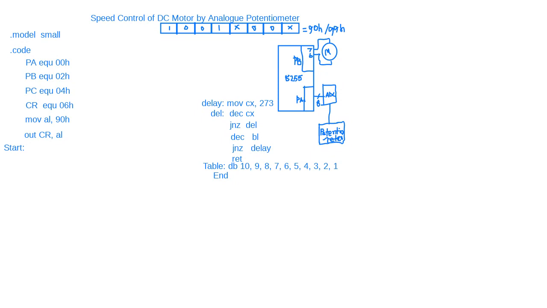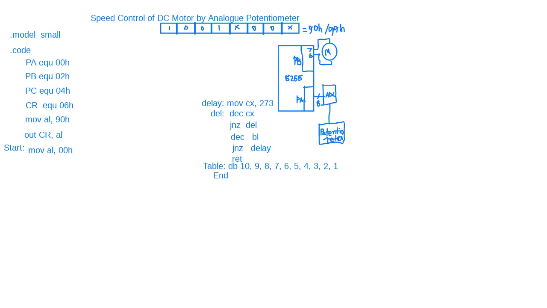Now motor on. Okay, so first of all, we keep the motor off, and you know that the motor is connected to port B. All the bits are off, then motor is off. So start. So make the motor off. Move AL, comma, 00H, out port B, comma AL. So that means motor is off.